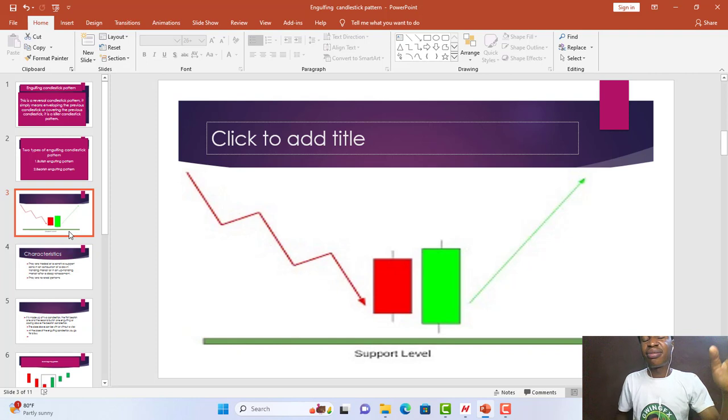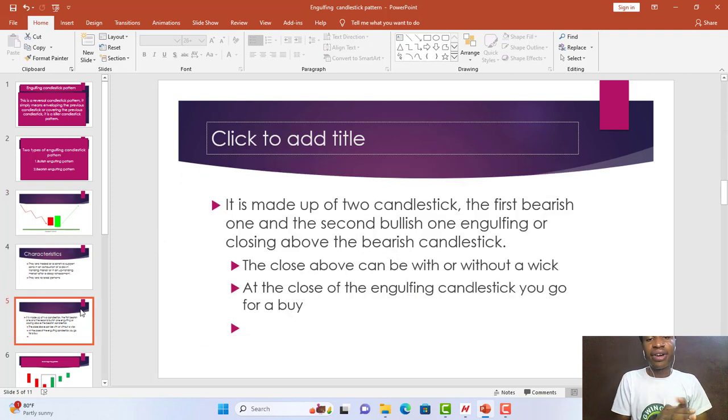It's trying to tell you that by the time you see that shift, engulfing. What I mean by engulfing is that the body of this candlestick has to engulf the previous one. You can go in for your buy in the market, right? So it is made up of two candlesticks: the first bearish one and the second the bullish one, engulfing or closing above the bearish candlestick.